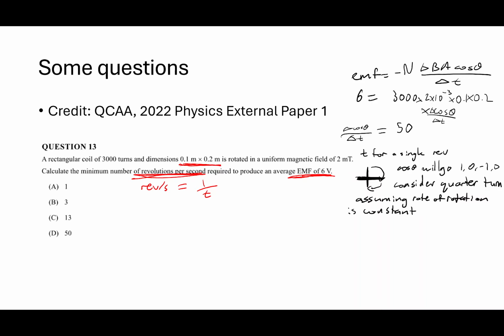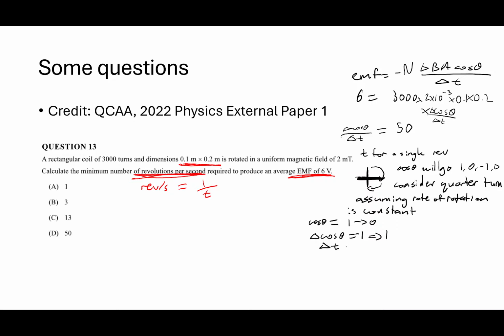So the time taken for a quarter turn will be a quarter of the time taken for a full turn. So for a quarter turn, cos theta will go from 1 and then go to 0. So the difference in cos theta will be 1. Or, well, -1, but we'll work with only magnitude. So we'll just say that it's 1.